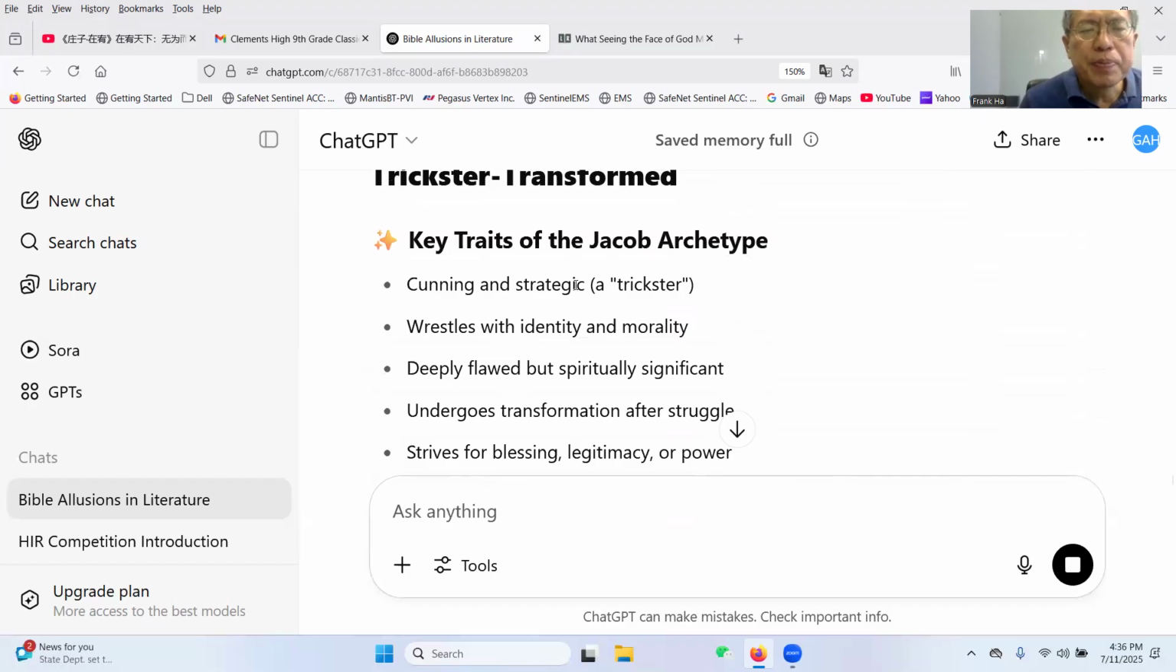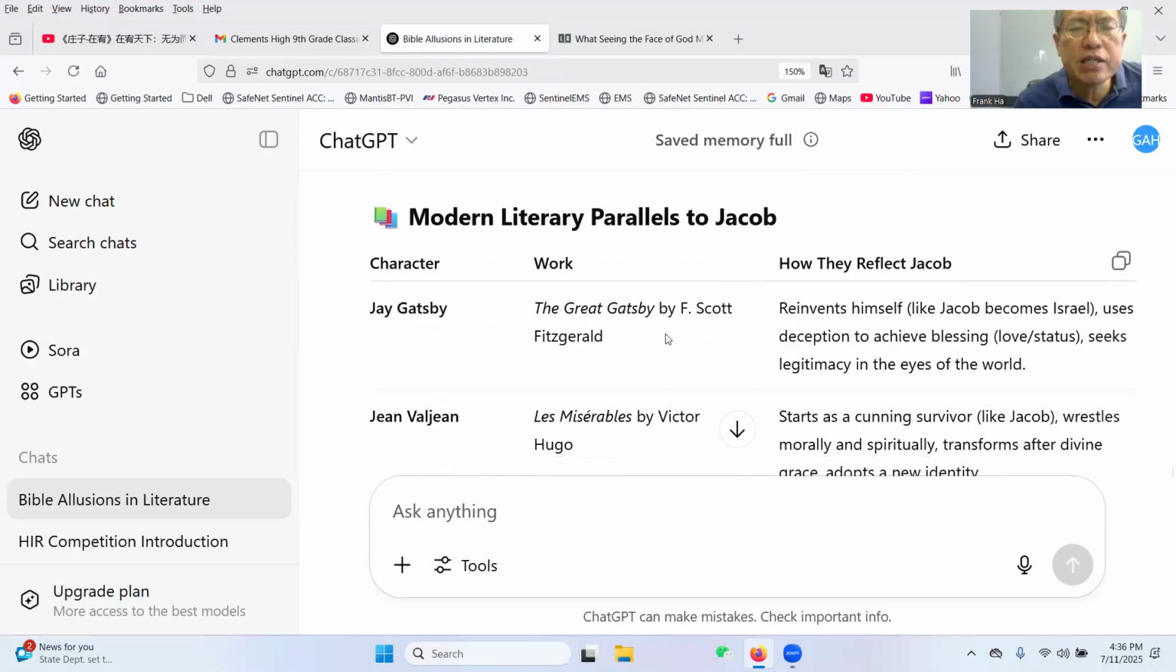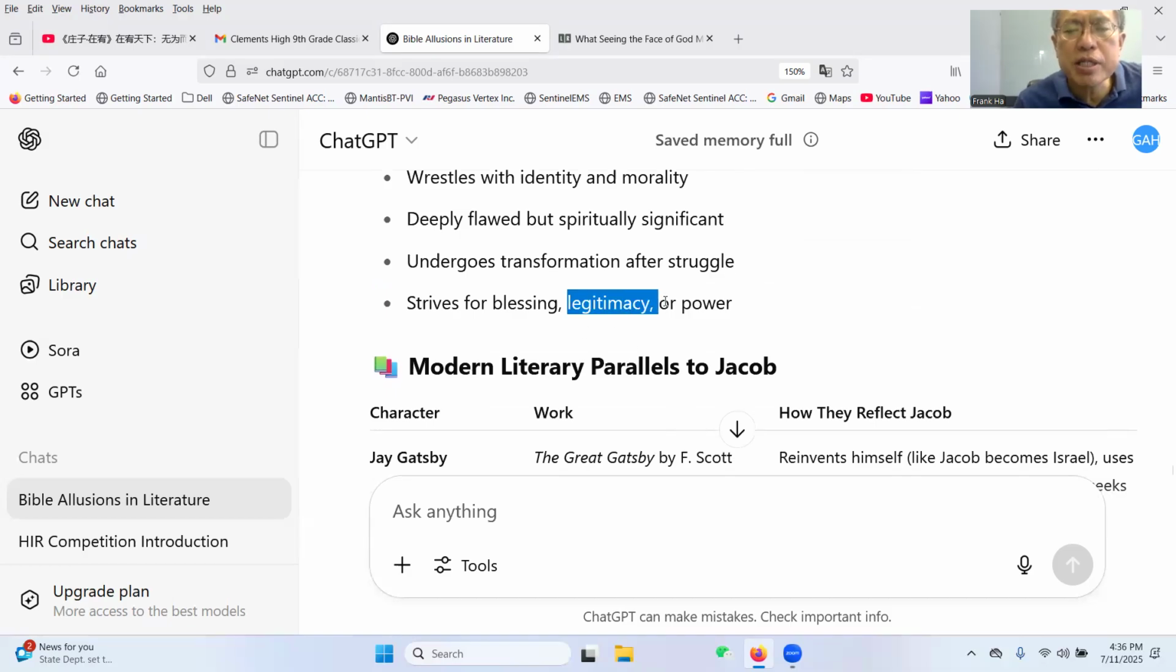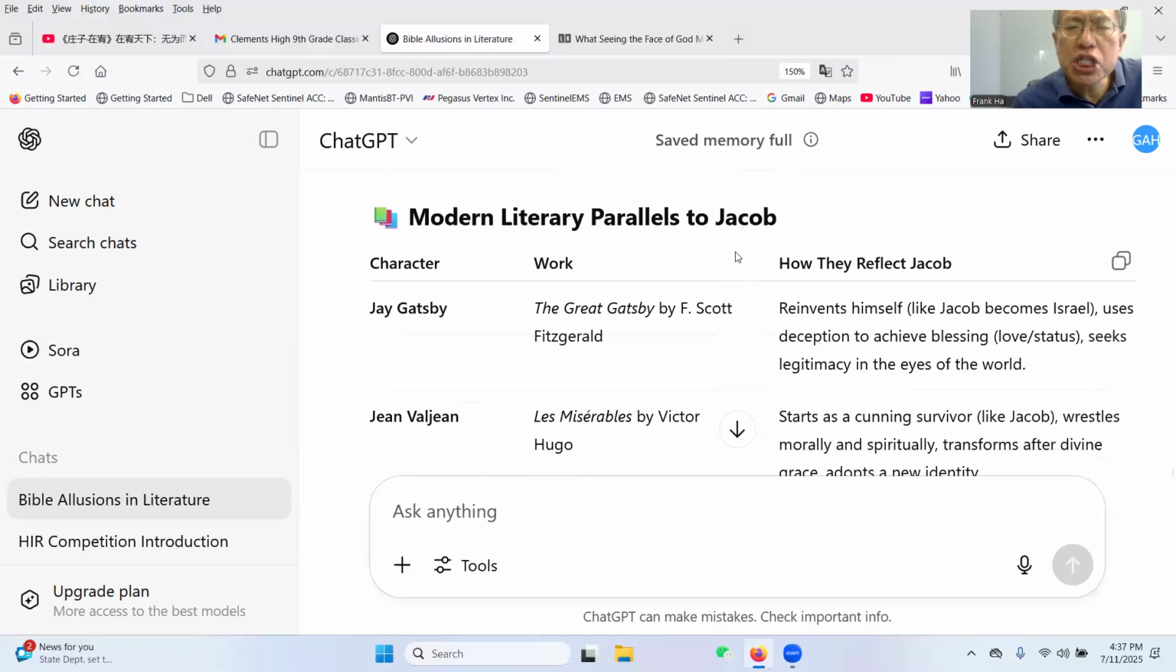archetype. So Jacob, cunning and strategic, he's a trickster. He tricked his brother. He tried to trick God. Wrestles with identity and morality, deeply flawed but spiritually significant, undergoes transformation after struggle, striving for blessing, legitimacy. He stole his brother's legitimacy, and he still has self-righteousness. Make sense? And he wants the power from God, and he thinks he can compete with God. So what does he do? He steals, he lies, he robs. And in Western literature, he's still a good person. I don't understand it. But in terms of modern literature, what Jacob did: he steals, he lies, he tricks.